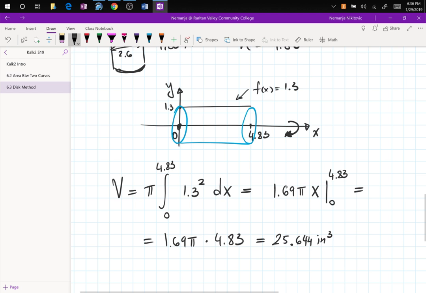So these problems are fairly simple. You see the function, you just plug that in the integral, square it, and then you do the computation. Don't forget the pi. We need the pi because the area of the circle is r squared pi, and your function now is your radius.